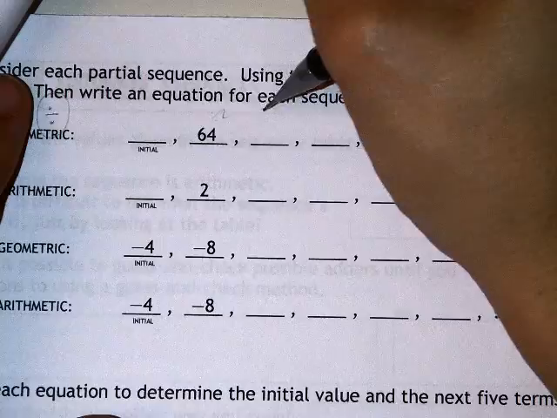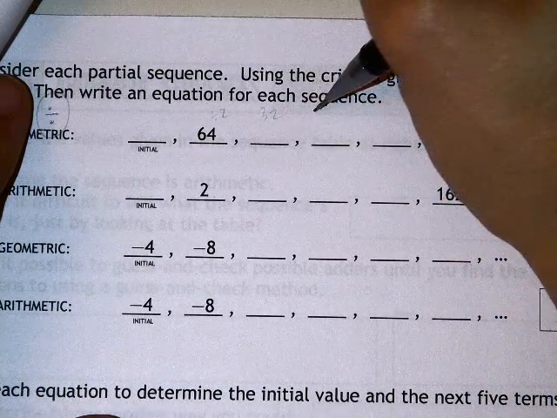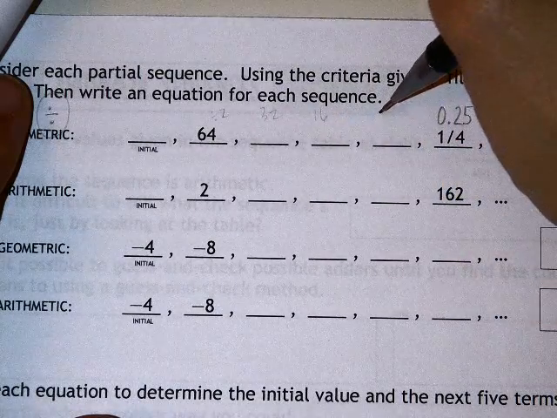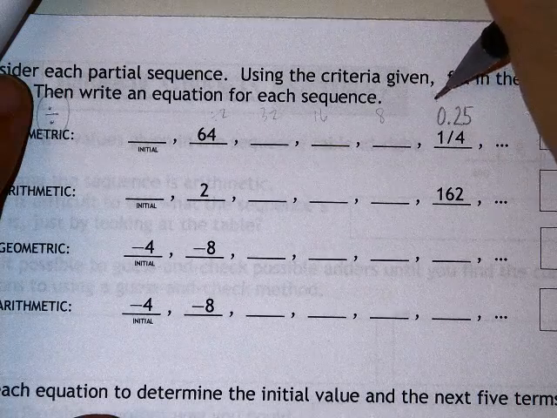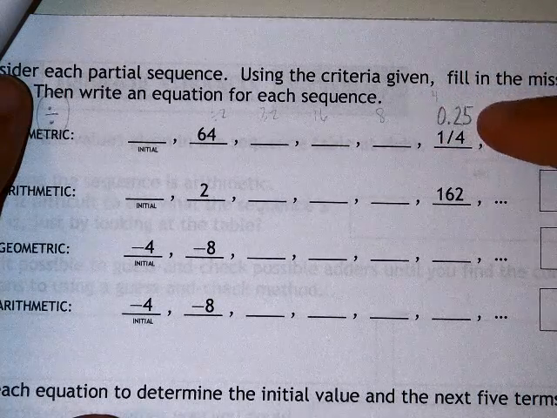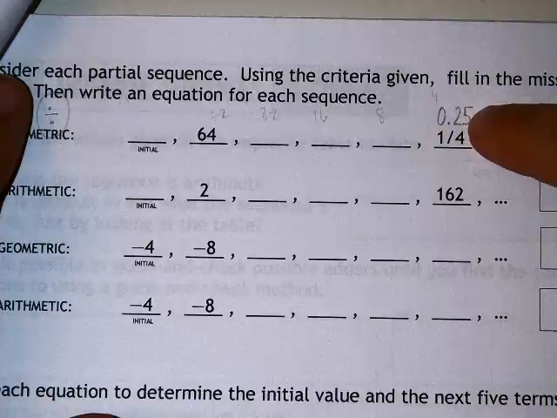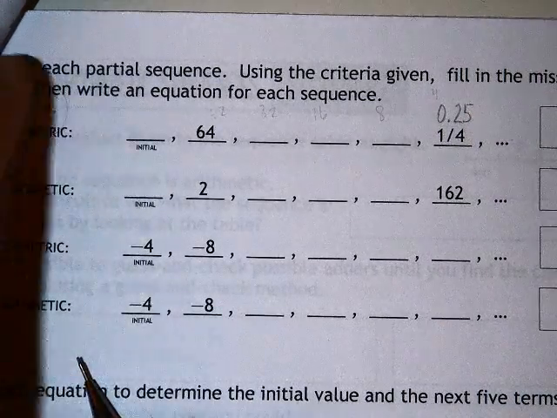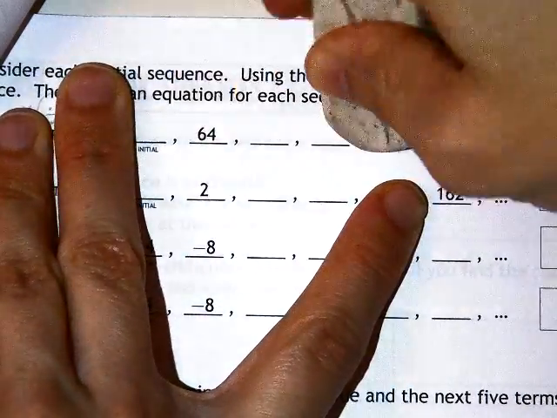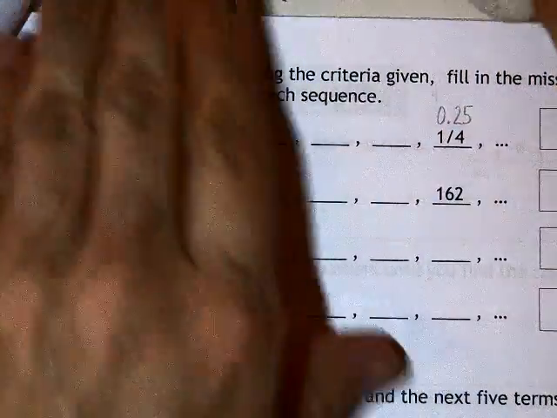64 divided by 2 would be 32. 32 divided by 2 would be 16. 16 divided by 2 would be 8. 8 divided by 2 would be 4. Nope, that's not going to work because 4 is too big. That's definitely not going to be the 0.25 that I needed. So dividing by 2 is not going to work. I'm going to erase all that. I'm going to have to try something else.